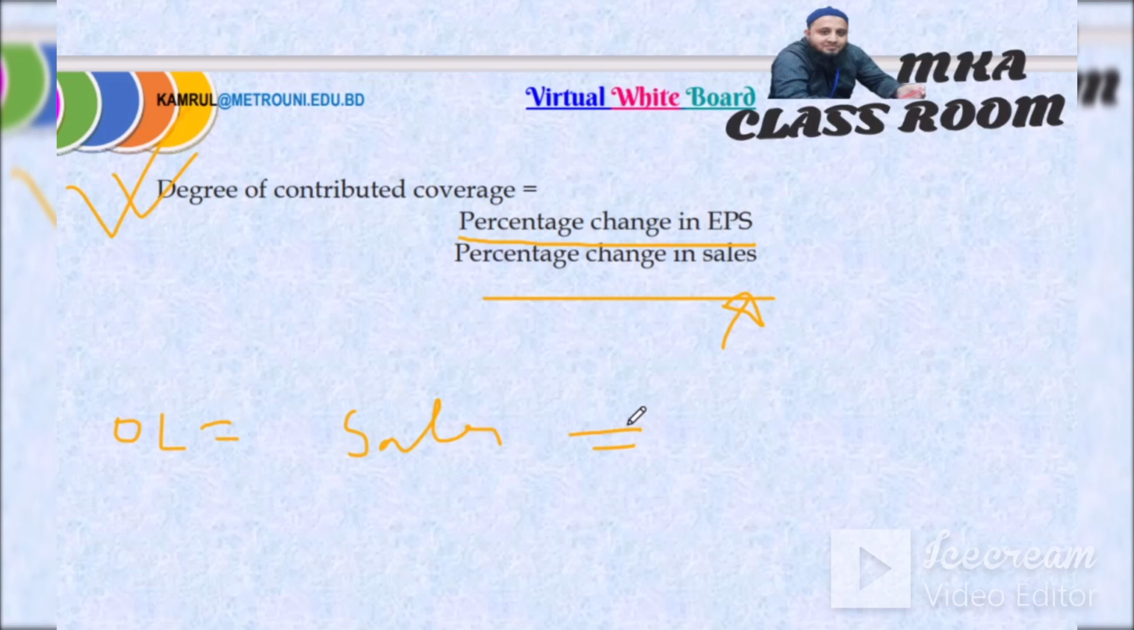Sales to operating profit, operating leverage. Then operating profit to profit before tax, financial leverage. If you multiply operating leverage and financial leverage, you can get the combined leverage. In the next class, we will try to solve several problems.